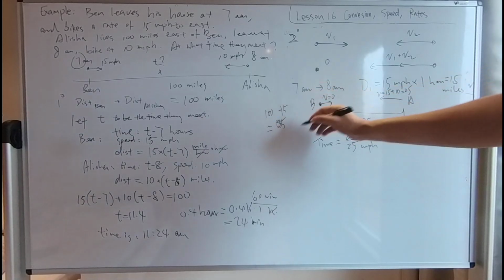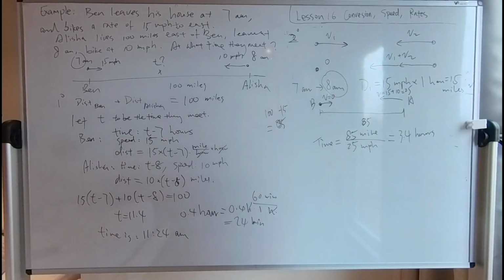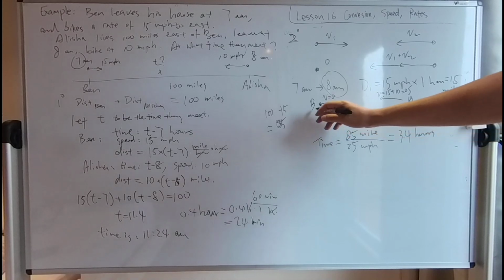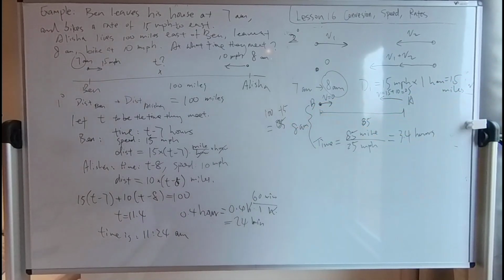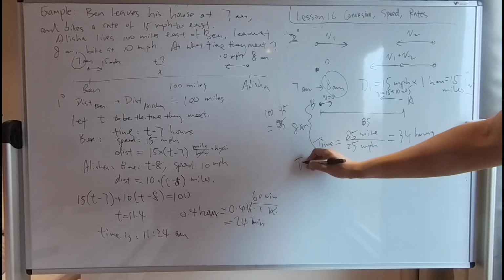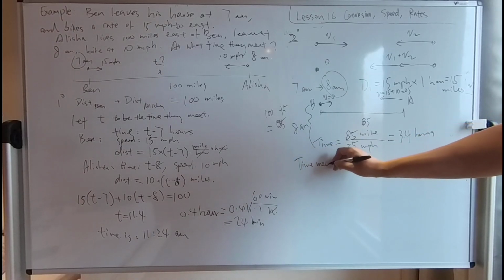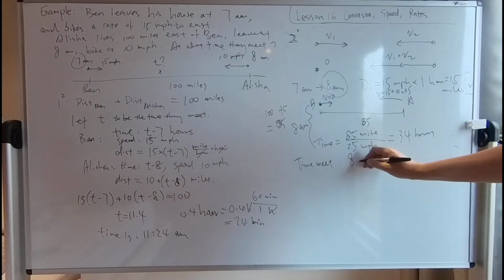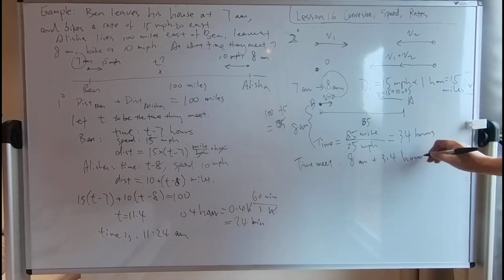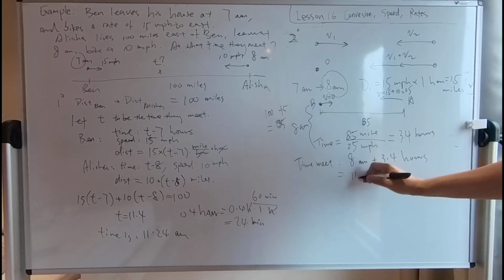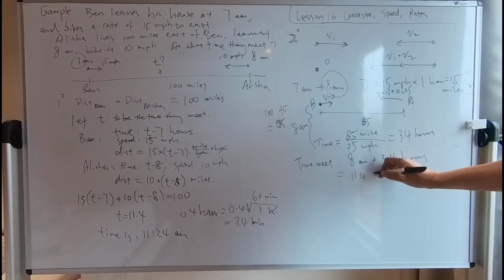And we start at 8 o'clock. I remember we're eliminating the difference between the starting times. So this whole analysis starts at 8 a.m. So then the time they meet is 8 a.m. plus 3.4 hours. So that is 11.4 a.m.